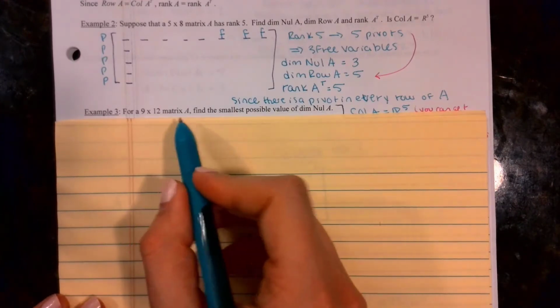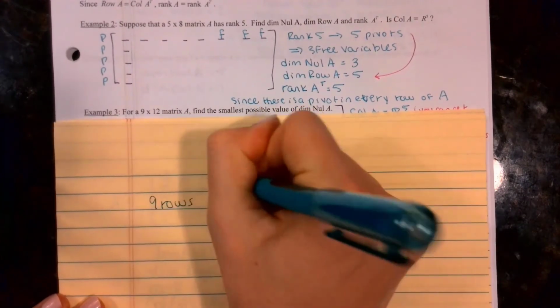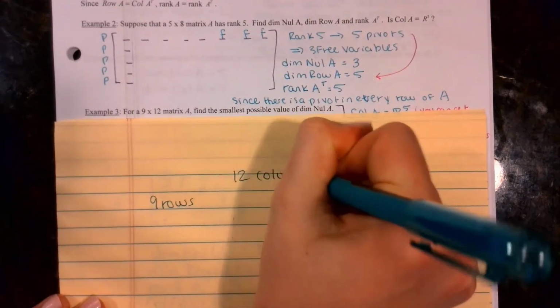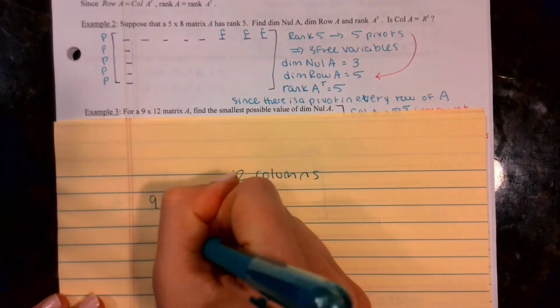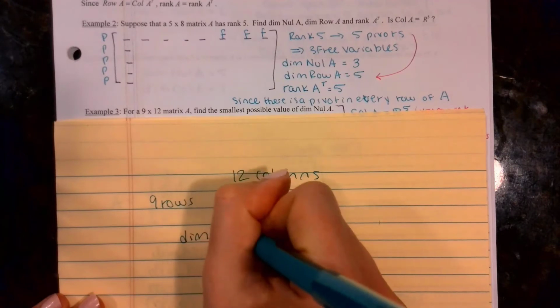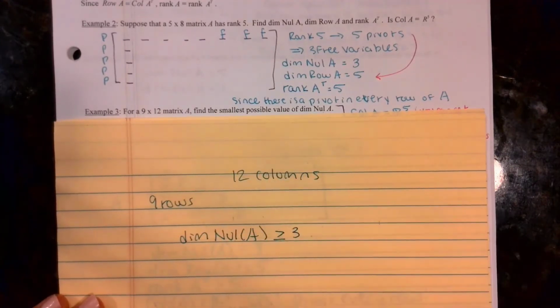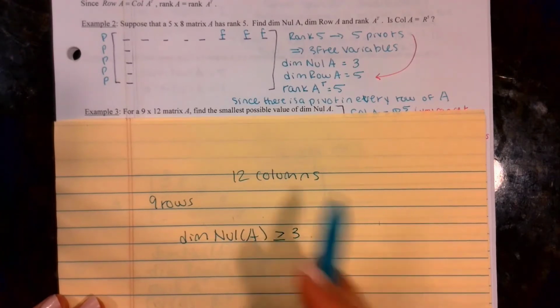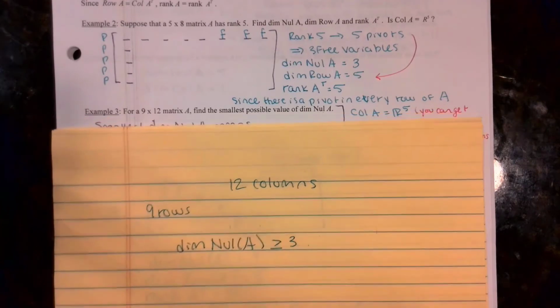So for a 9 by 12 matrix, that would give me 9 rows and 12 columns. The least number of free variables I could have, so the dimension of the null space of A, let's write an inequality for this, will be greater than or equal to 3. That's the least number that I could have because I can have a pivot in every row, but I can't have a pivot in every column.